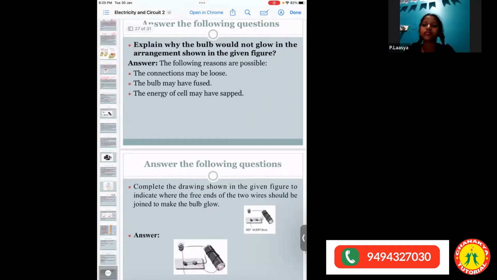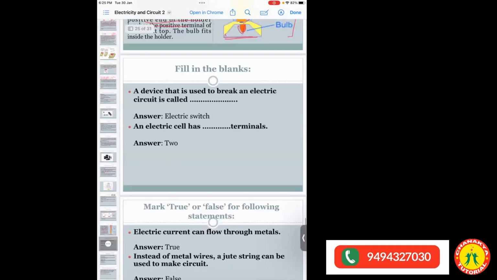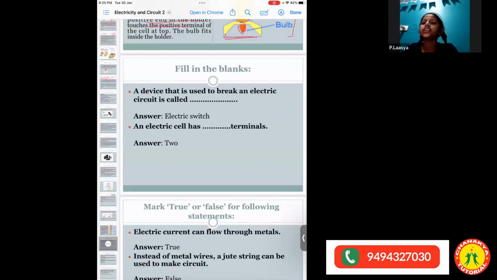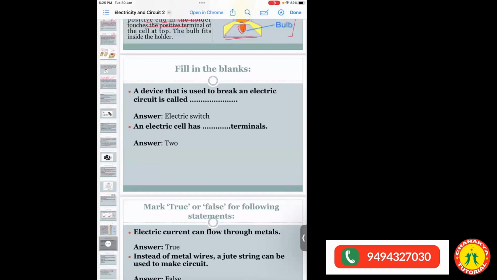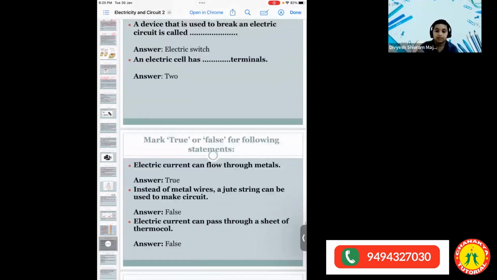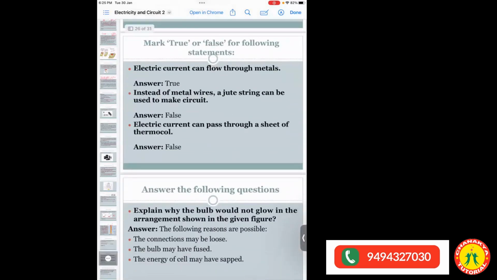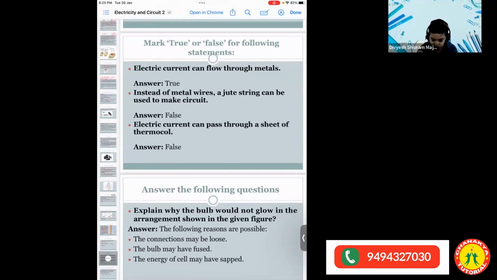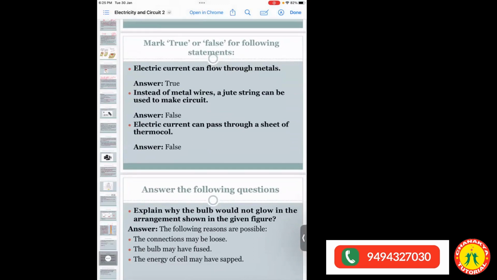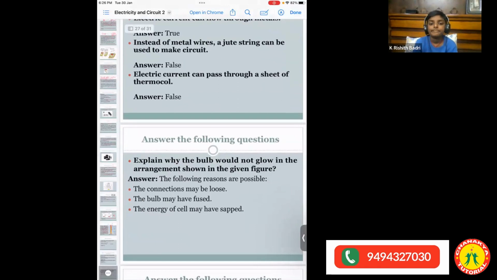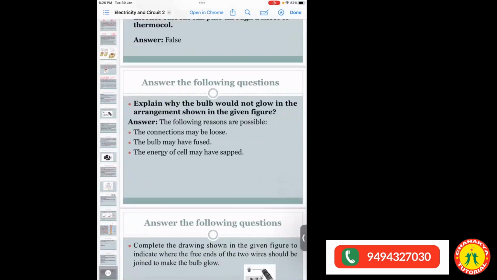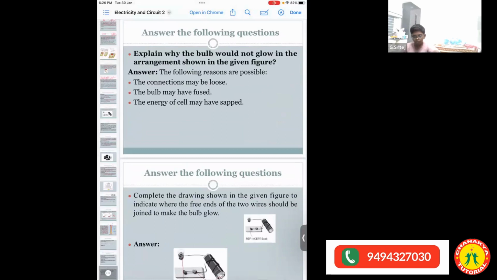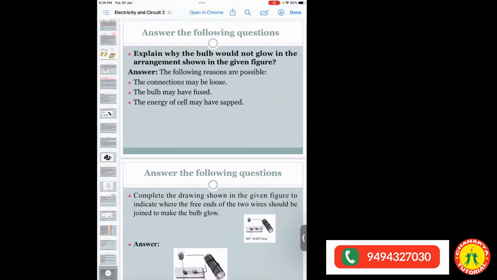Now, a few questions are given here. A device that is used to break an electric circuit is called an electric switch. An electric cell has two terminals. Electric current can flow through metals, true or false? True. Instead of metal wires, a jute string can be used to make a circuit. False. Electric current can pass through a sheet of thermocol. False.